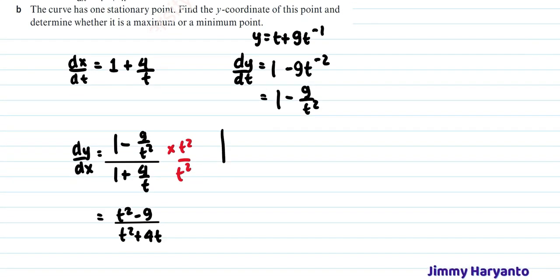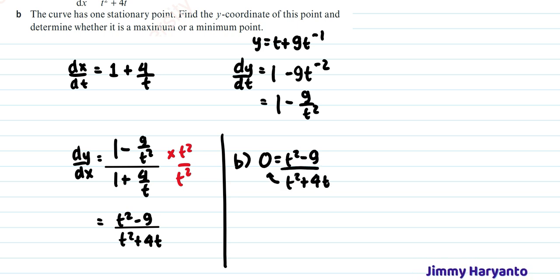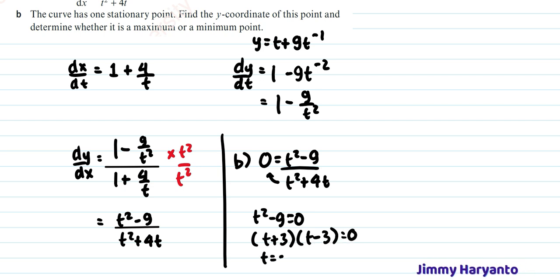Yes, nice. And then we have to find the stationary point. That means this one equals 0. So 0 equals t squared minus 9 over t squared plus 4t. Then we cross multiply this. You have t squared minus 9 equals 0. That means t plus 3 times t minus 3 equals 0. t equals negative 3 and t equals 3. These are the values of t.